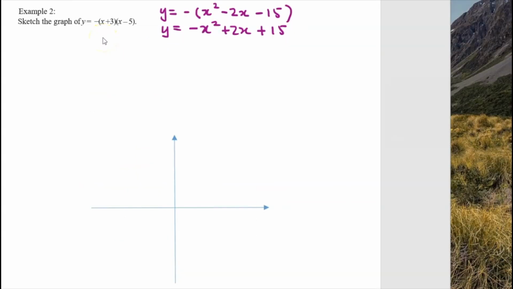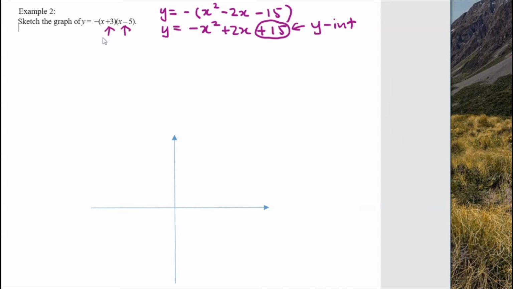In example 2 over here, we sketch the graph of y equals to negative x plus 3 multiplied with x minus 5. We can expand this and eventually get y equals to negative x squared plus 2x plus 15. And in our discussion earlier on, we deduced that the constant term is going to give us the y-intercept. And the x-intercept is going to be given by the factorized form.